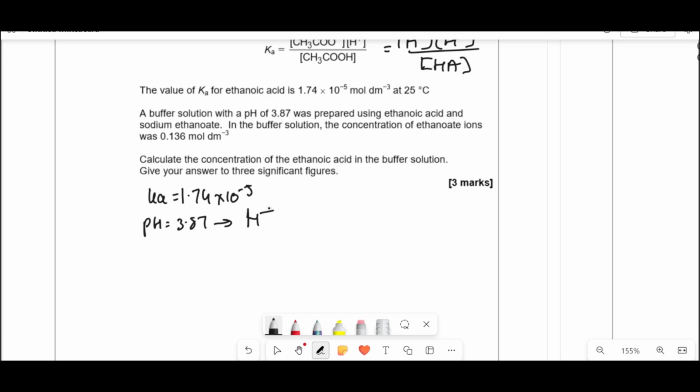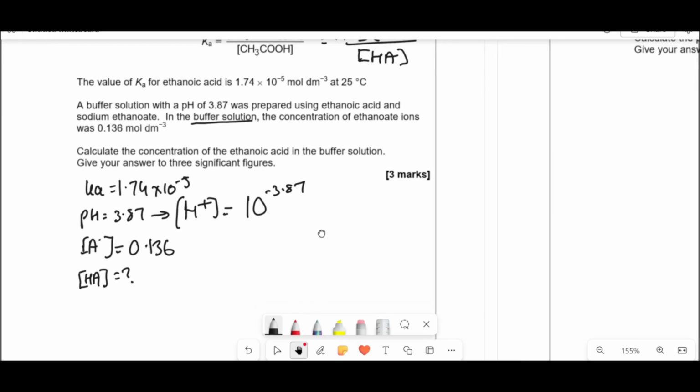Therefore, we could say that the concentration of H+ is going to be 10 to the minus 3.87. And they've told you, in the buffer, the concentration of ethanoate is this. So we know that our A- is going to be 0.136. The question wants you to find the concentration of acid, which is HA. So then all you do is rearrange the Ka formula to find what HA is.